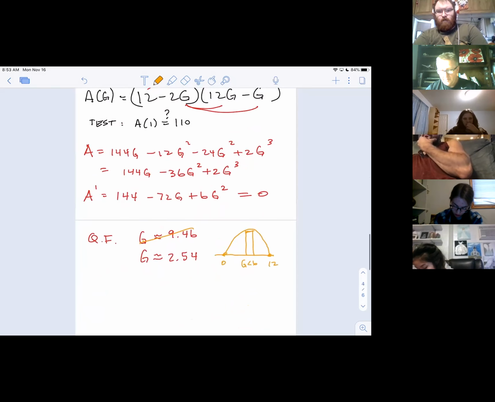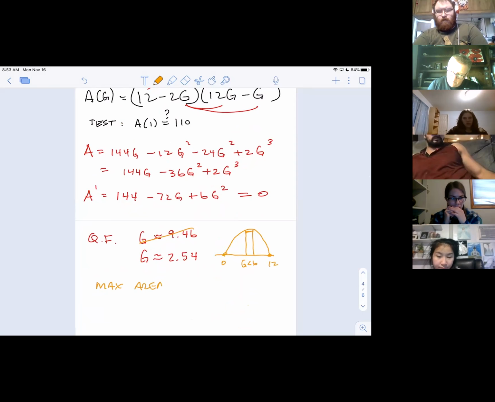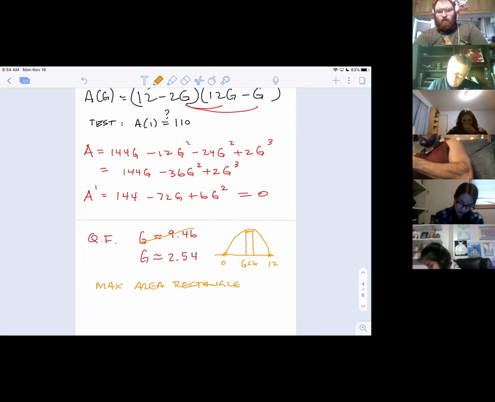So I found the maximum area rectangle at g is approximately 2.54 inches or whatever.